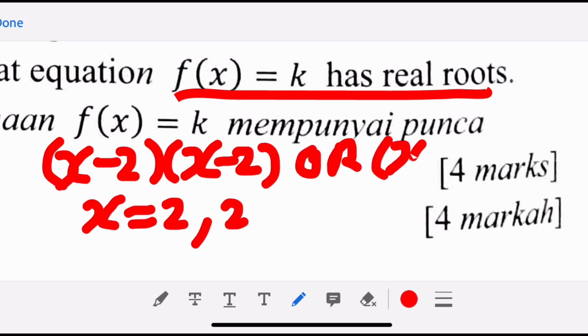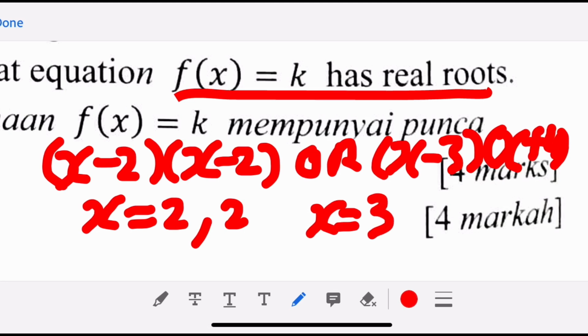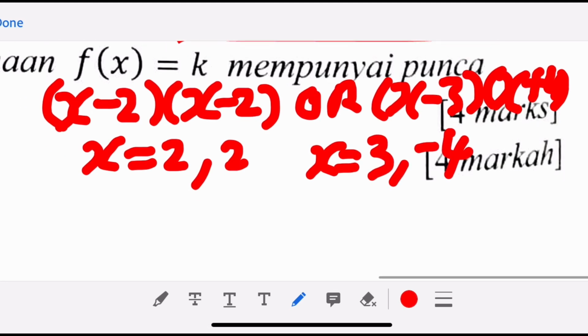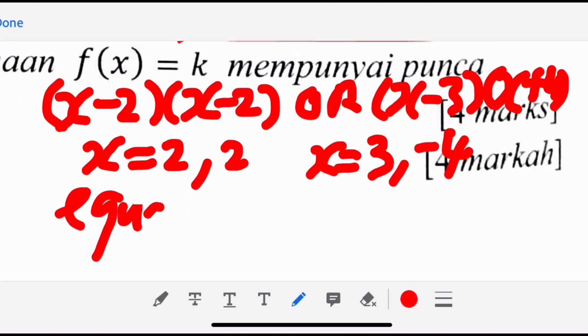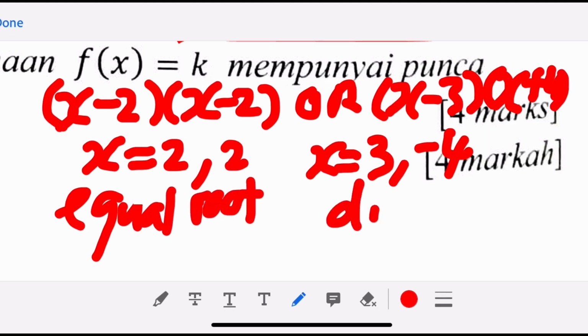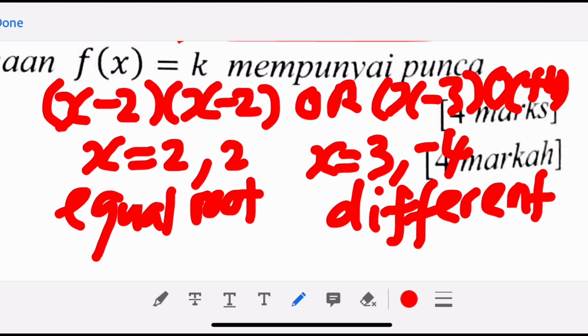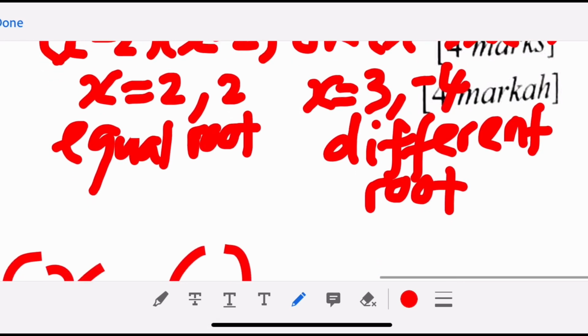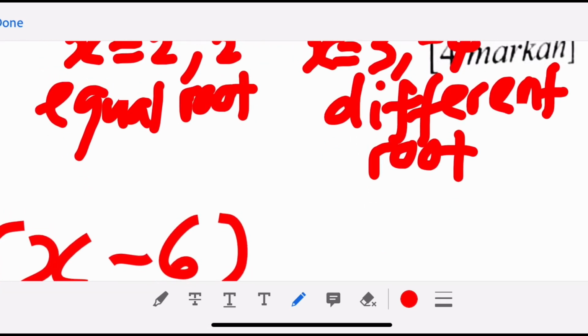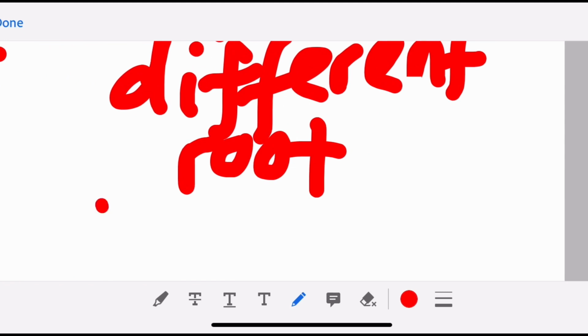When you have equal roots, it is considered real roots, and when you have different roots, for example 2 and 3 here, or 3 and negative 4 here, you are saying that you have different roots. So equal roots or different roots are considered real roots. Alright? Okay, so I really want you to understand real roots before you solve the equation.